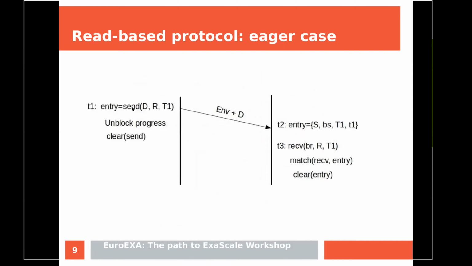At T1, the send is posted. We assume here that D is the data, that the data fit within the packetizer. So the sender packs the envelope with the data into a single message and sends the corresponding message to the receiver. And when the corresponding receive is posted, the matching is complete, and so the receiver can continue its progress.